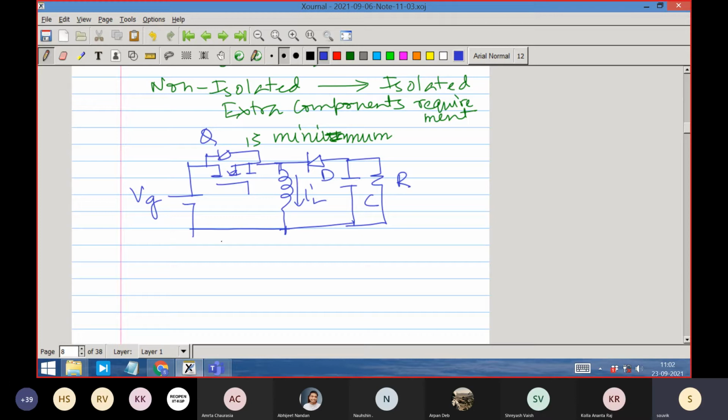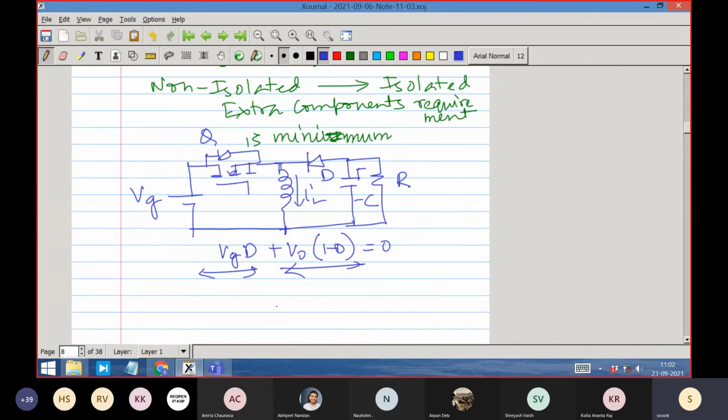We write, when Q is on, it is VG into D, plus minus polarity, we don't change the polarity convention, V naught into 1 minus D is equal to 0. So this is the volt second balance during on time, and this is during off time.